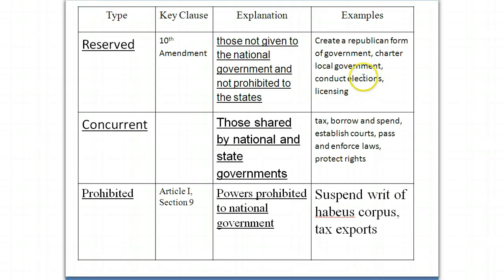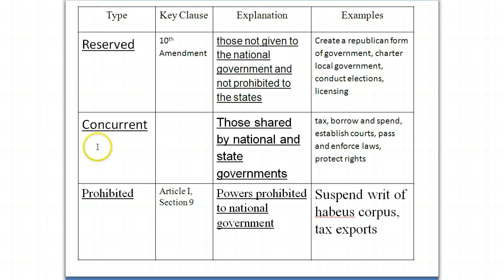Some examples are that they have to create a republican form of government, they can charter local governments, they get to conduct elections, they get to issue licenses, like professional licenses. They also do things like education. So these are all state powers.